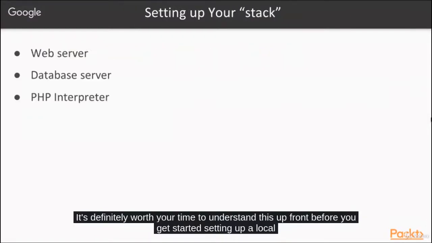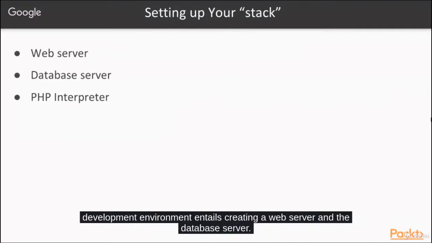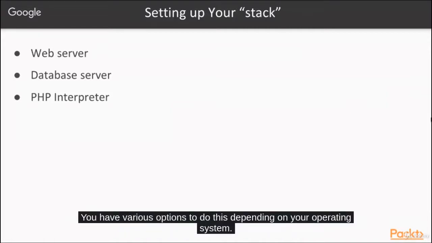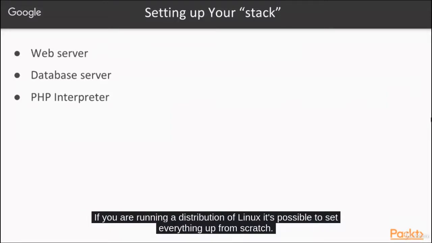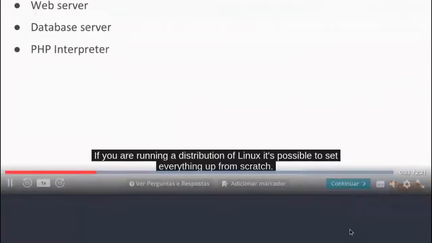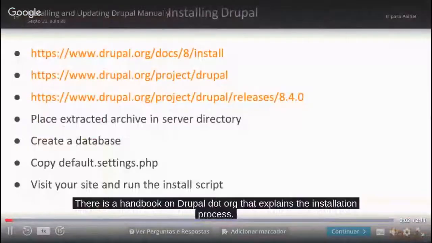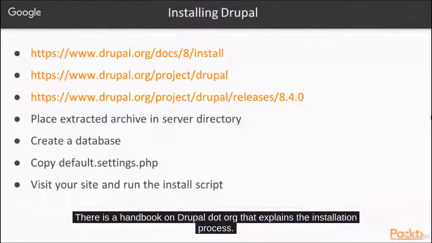Setting up a local development environment entails creating the web server and the database server. Additionally, you will need a PHP interpreter. You have various options to do this depending on your operating system. If you are running a distribution of Linux, it's possible to set everything up from scratch. There is a handbook on drupal.org that explains the installation process.